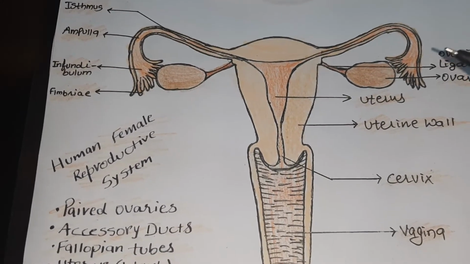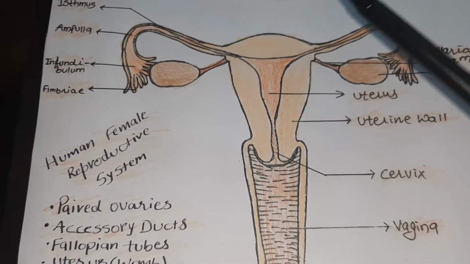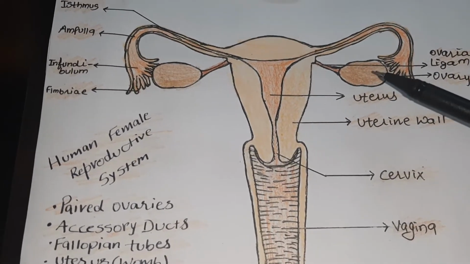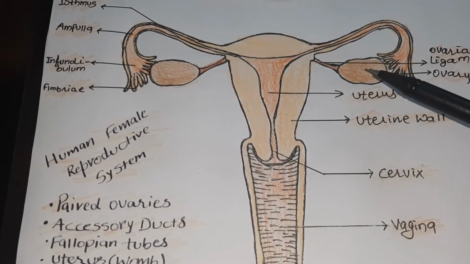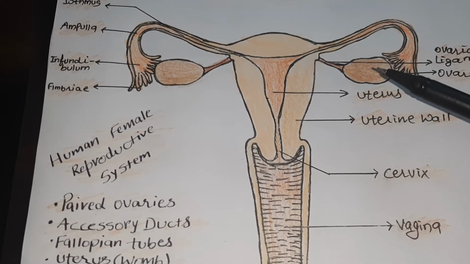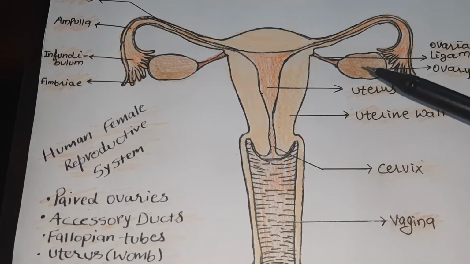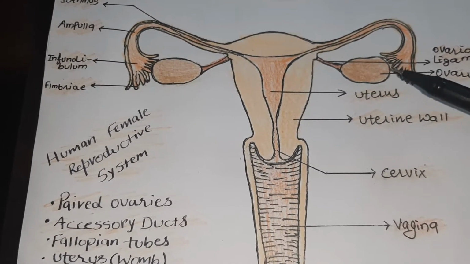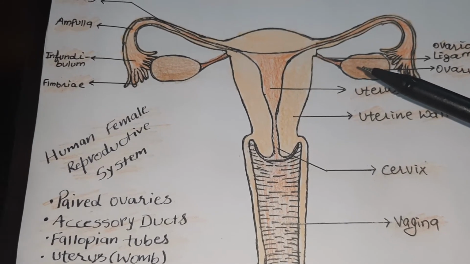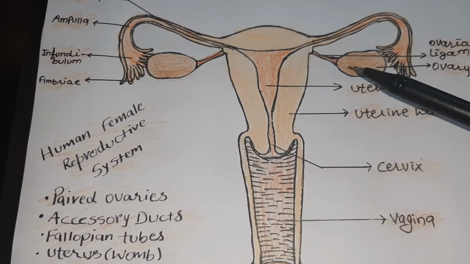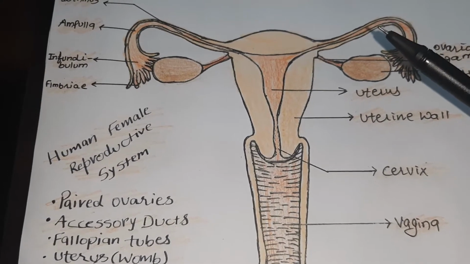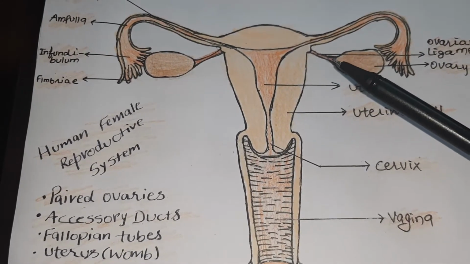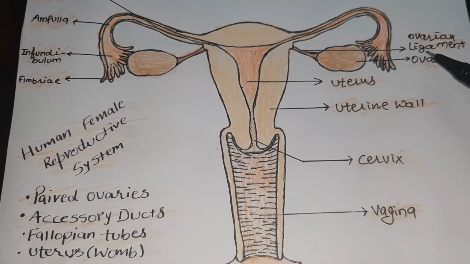You must know that ovaries, here there are paired ovaries, are located on both sides of the lower abdomen. Each ovary is about 2 to 4 centimeter in length and is connected to the pelvic wall and uterus by ligament. So here there is an ovarian ligament.